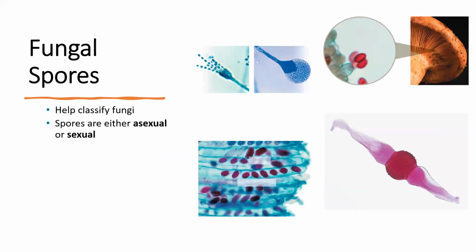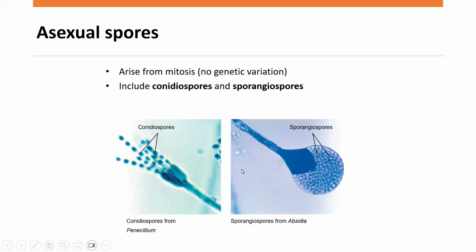Fungi can produce spores. These spores can be both sexual and asexual. And here are several different images to help visualize how these spores can exist. Our asexual spores come in different formats. We have conidiaspores and sporangiospores.